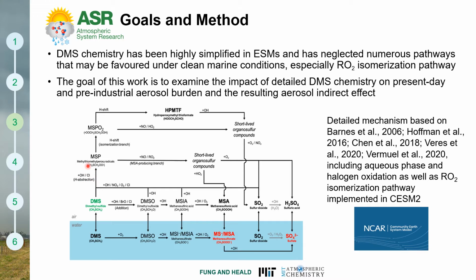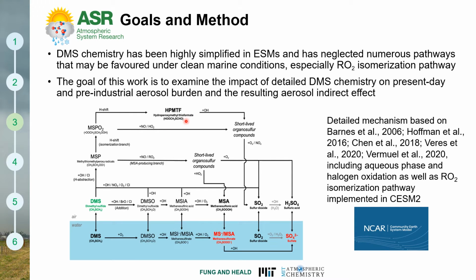This is primarily oxidation by OH, which forms the peroxy radical. So this is methylthiomethyl peroxy radicals, or MSP. And that MSP can go on to react with NO or RO2, as is sort of our typical fate of peroxy radicals in the atmosphere, and that will go on to produce MSA and SO2 and sulfuric acid. But that MSP can also undergo 2 consecutive hydrogen shifts, which leads to the formation of hydroperoxymethylthioformate, or HPMTF.